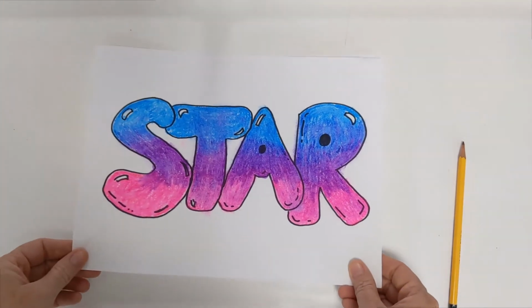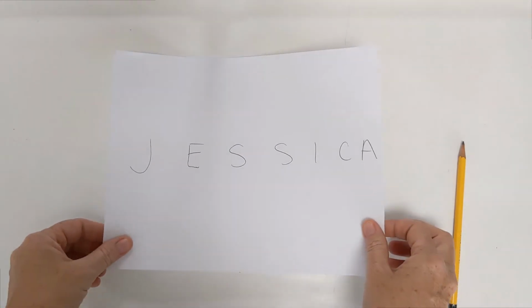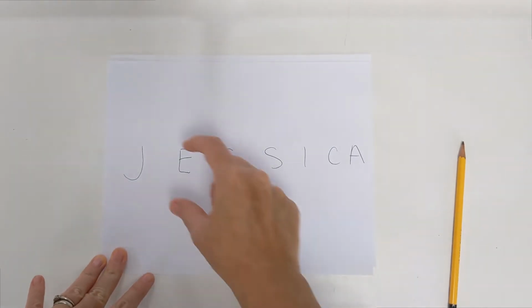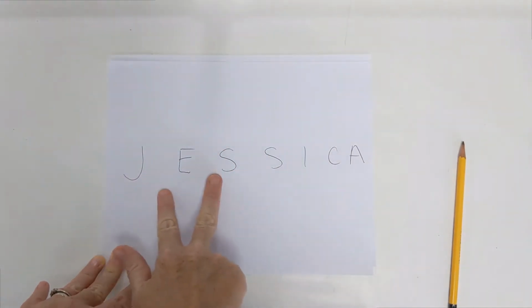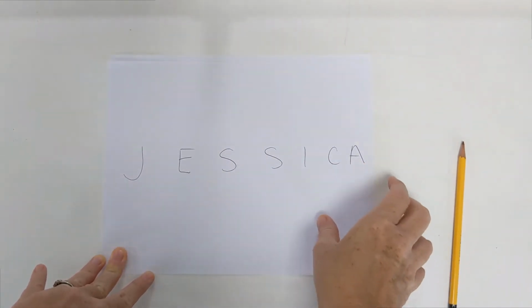So I want to show you two potential problems that you might have. I'm going to use my first name, Jessica, because it's longer. I use Star on this one, but it's pretty easy when your name is short to do good bubble letters on a page, and it's a little harder when your name is long. So let's just look at what might happen. This is my name, Jessica, and when I wrote my name out here, I made my letters way too small, and I left way too much space between them. I also kind of made them slant upwards, but that's not as bad.